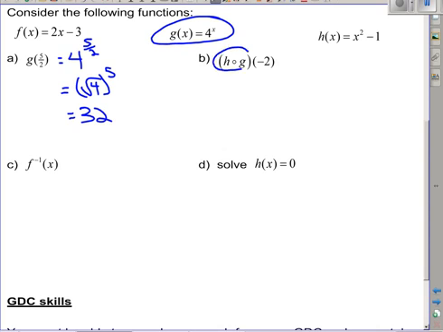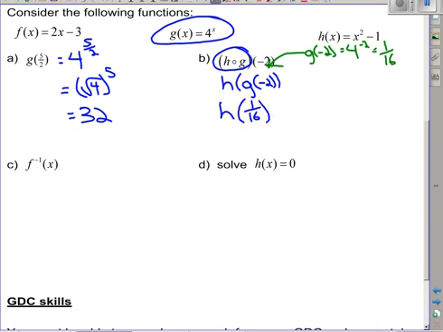Let's write that a little nicer. Alright, this notation here you have to be familiar with. It means h following g. So this really means h at g at negative 2. Just like regular expressions, you're going to work from the inside out in your brackets. So we'd need to figure out what g at negative 2 is. And it follows that g at negative 2 is going to be 4 to the power of negative 2, or 1 over 4 squared, or 1 over 16. So h at g at negative 2 means h at 1/16.